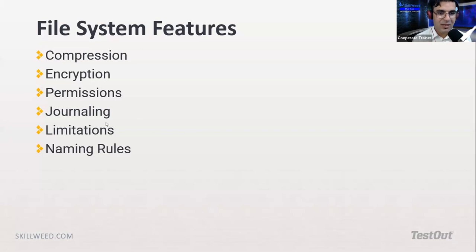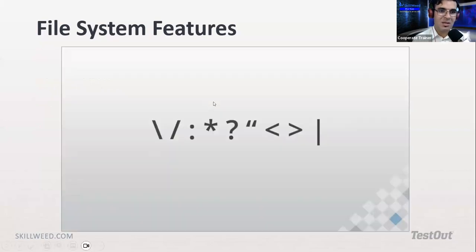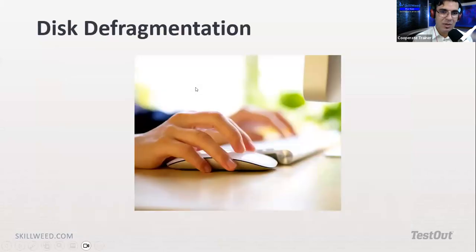Generally, we also have limitations and naming rules. Obviously, these are some common file system features. Always avoid slashes, okay? Whenever you go for the file system, it will never accept them, and the same goes for special characters.